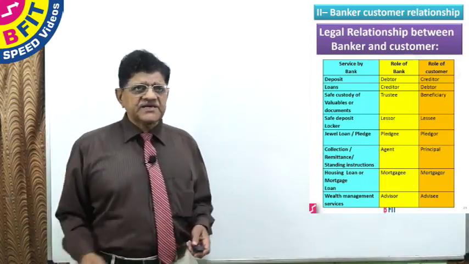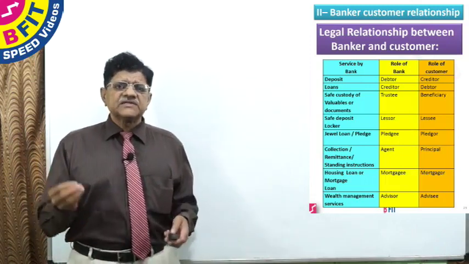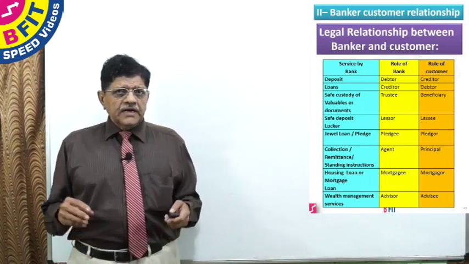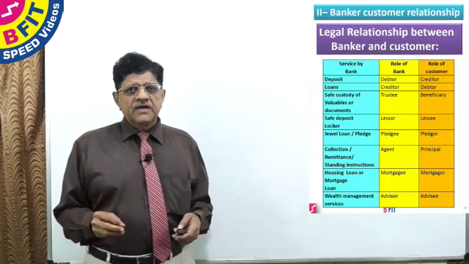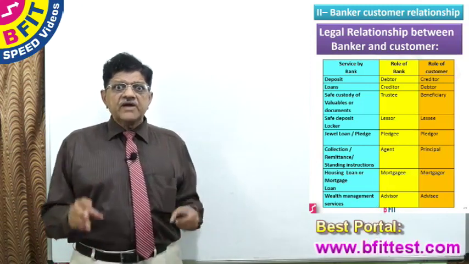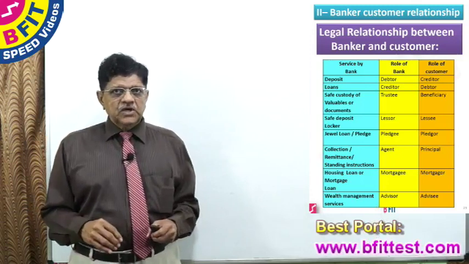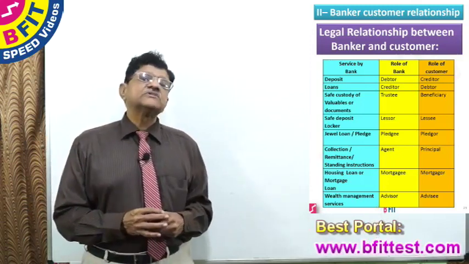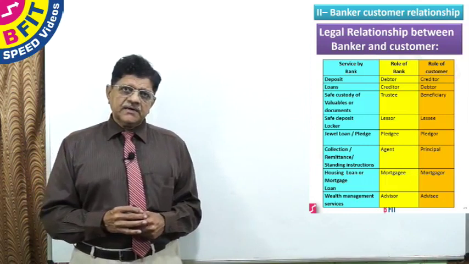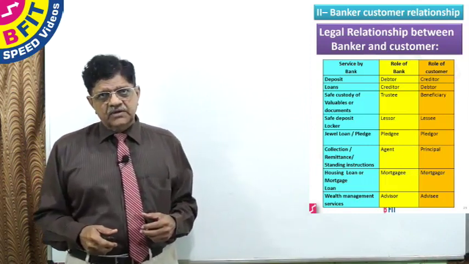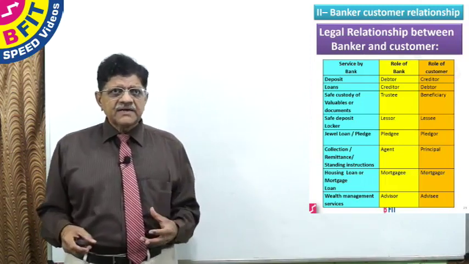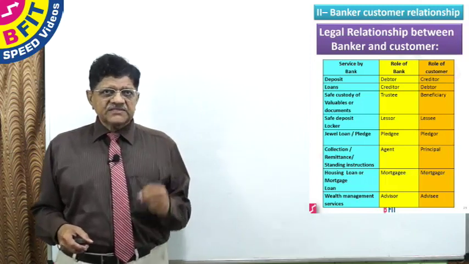Then there are some other special relationships. For example, if a bank takes some articles under safe custody, then the bank becomes trustee and the customer becomes beneficiary. The bank must keep the article safe and hand it over to the customer. The way I am telling all this relationship is that sometimes questions come in the exam. They say a customer deposited some valuables with a bank under safe custody, and in this case the role of the banker is a trustee and the customer is beneficiary.